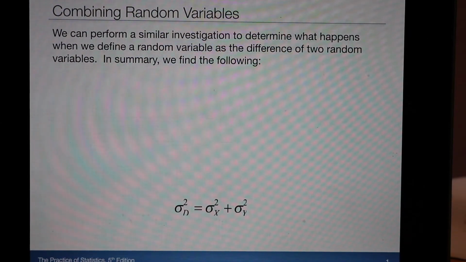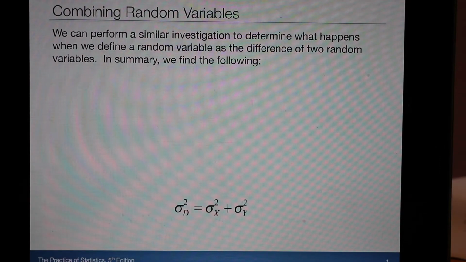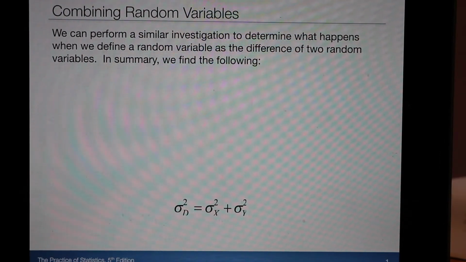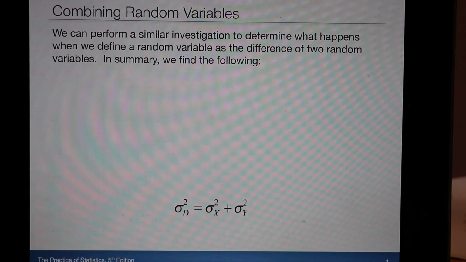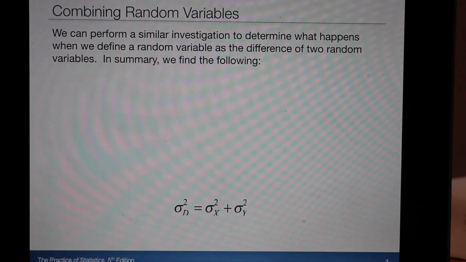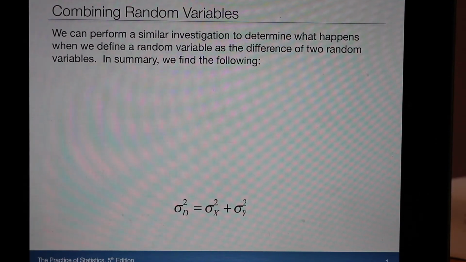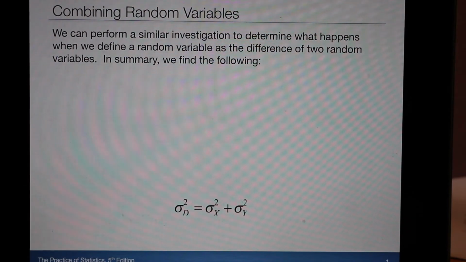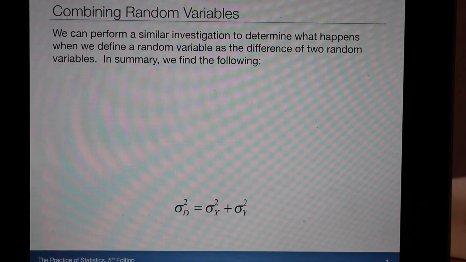So let's talk about finding differences. We aren't going to go over an example of this, so we'll just go over these ideas here. We can perform similar investigations to determine what happens when we define a random variable as the difference of two random variables. So let's say that we were subtracting two distributions or subtracting one distribution from another. We're going to take a look at one of those here in a second.